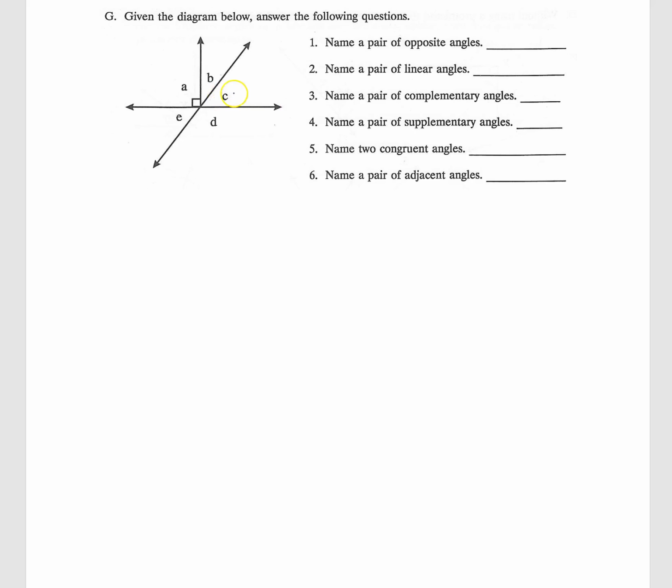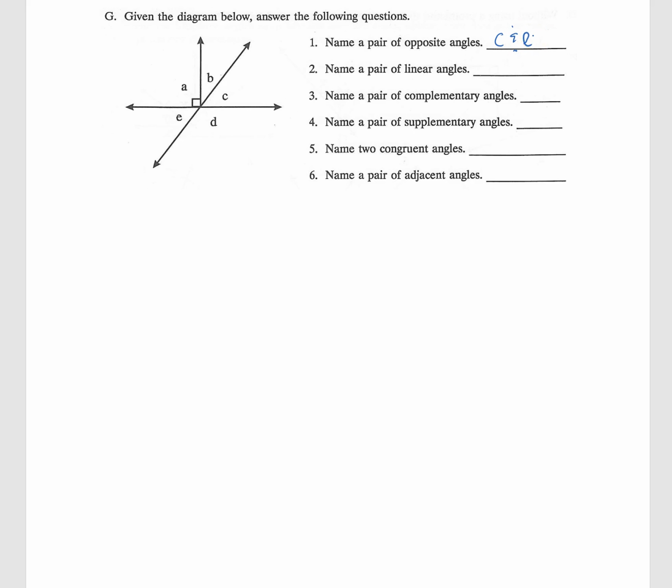And that means that C and E, which are opposite each other, have the same measure, and so C and E are a pair of opposite angles. So we put that there for the answer.